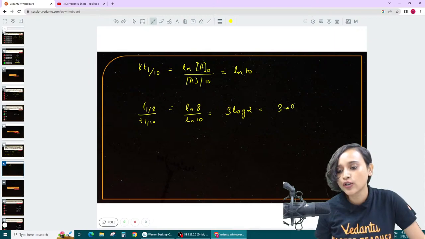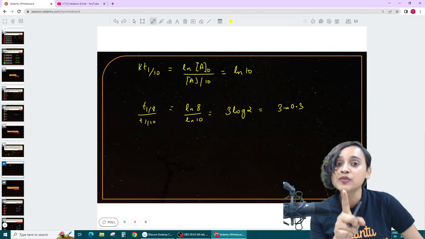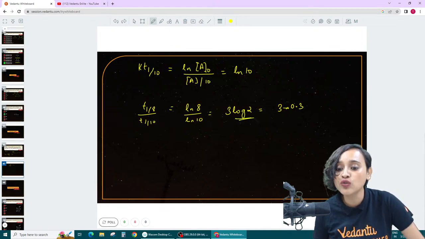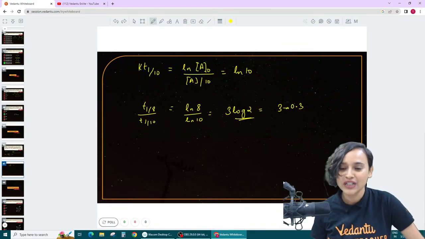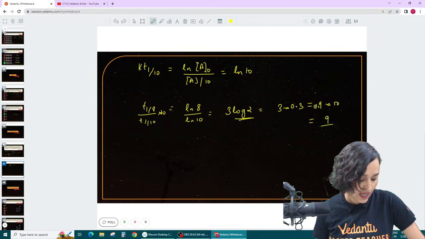This I can write as 3 log 2, which is nothing but 3 into 0.3. Remember, very recently I did a tips to remember session, and I told you that log 2 is asked often in your exam. Remember the value of log 2. The value of log 2 is 0.3. So 3 into 0.3 is, my dear student, 0.9. I also have to multiply it with 10, so 0.9 into 10 is equal to 9.